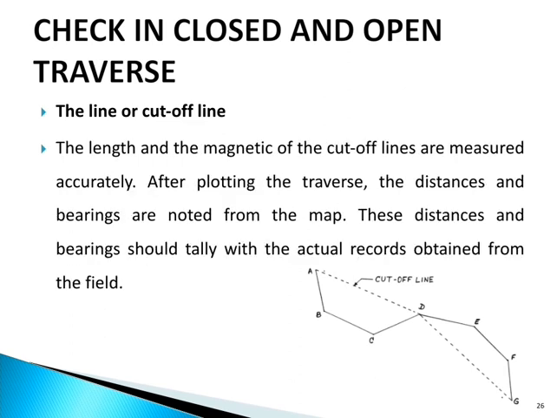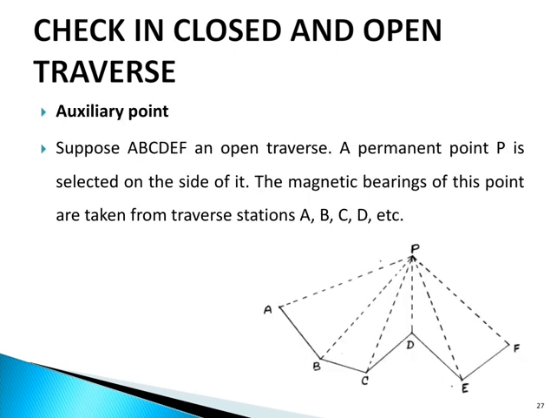So the length and the magnetic bearing of the cutoff lines are measured accurately. After plotting the traverse, the distances and bearings are noted from the map. These distances and bearings should tally with the actual record obtained from the field. Okay, so this is the procedure.